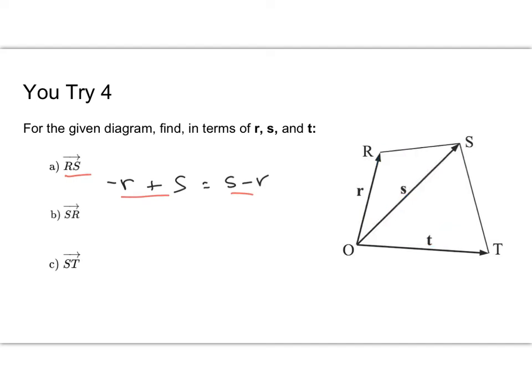Now if I want to find s to r, that means I have to start here. So whatever vector I started with has to start here, and then I have to end here, so whatever vector I end with, the tip has to end there. So if you look here, this is negative s plus r, or r minus s, and that gives me s to r.